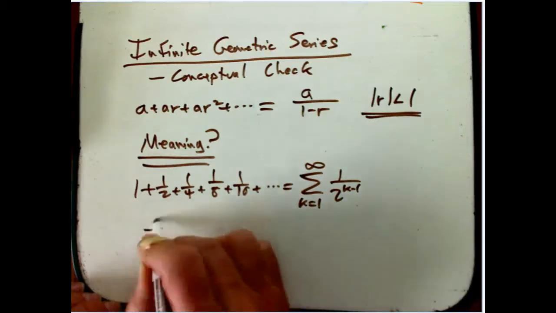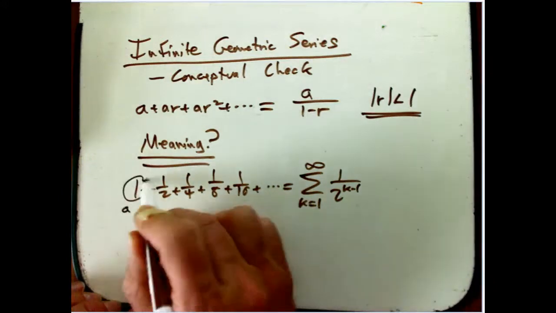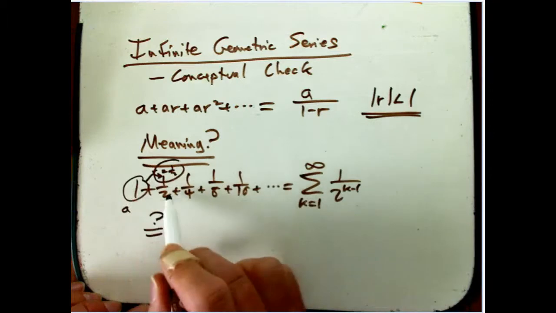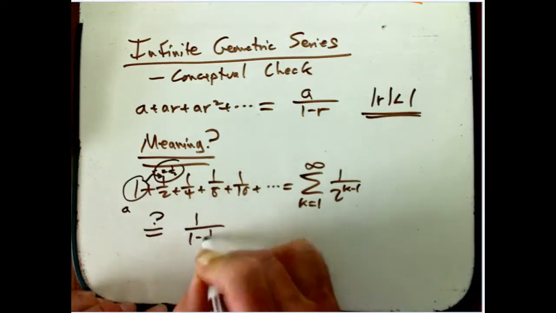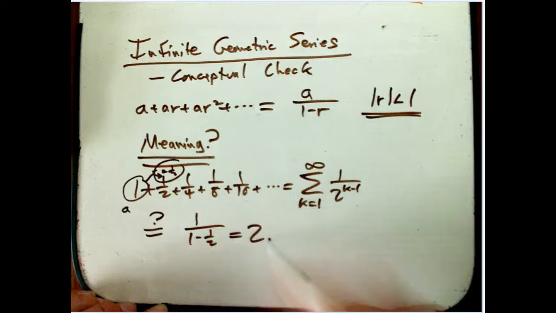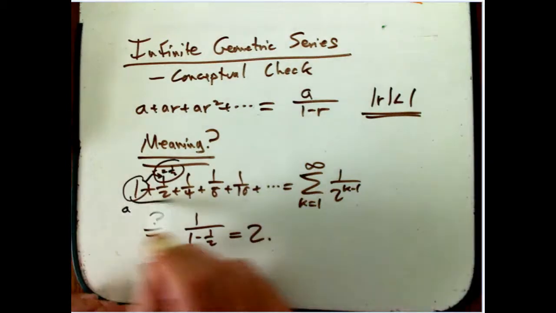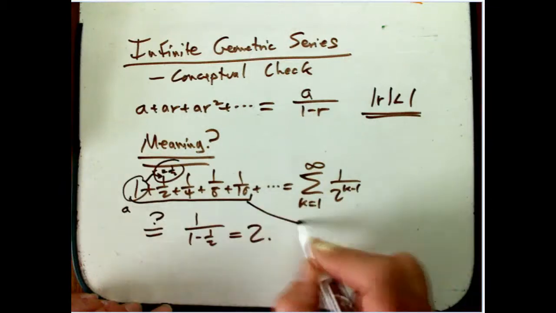Okay, the claim is, well, let's see, the a is 1, the ratio is 1/2. It's not just always the second term. It's the ratio, but here that happens to be the second term. And I get 1 over 1 minus a half, which is 2. What does this mean? Well, it means that if you take any finite sum, you're going to get a number close to 2.